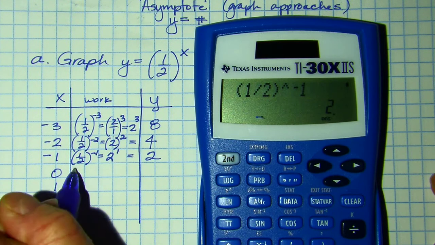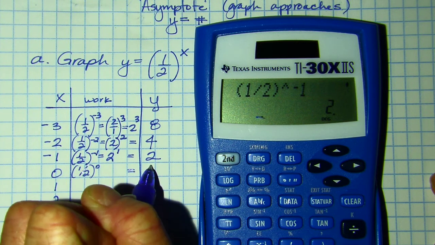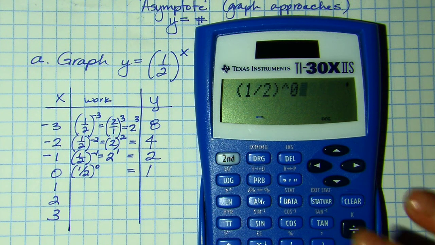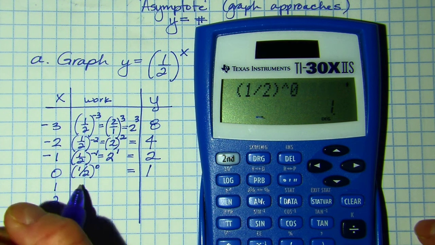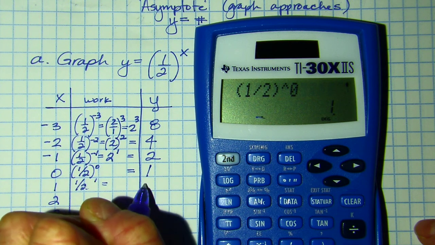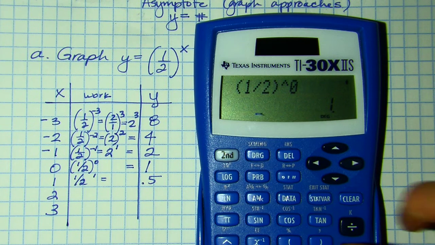Next one, 1/2 to the 0th power. Anything to the 0th power equals 1. So 1 divided by 2 to the 0th power, 1. Next, 1/2 to the first is just 1/2, which is 0.5. Decimals are easier to graph. We can confirm here. 1 divided by 2 to the first power, 0.5.